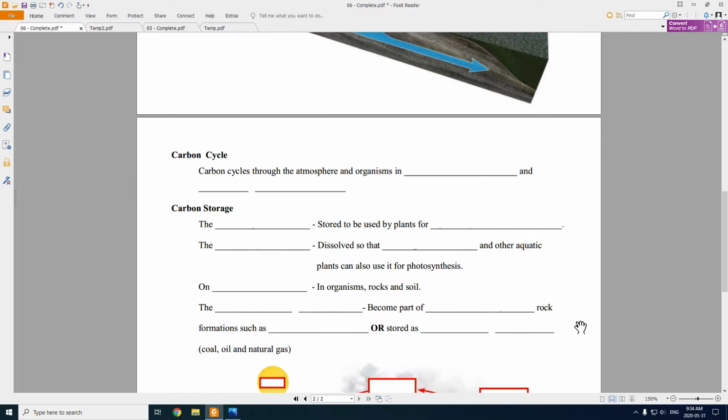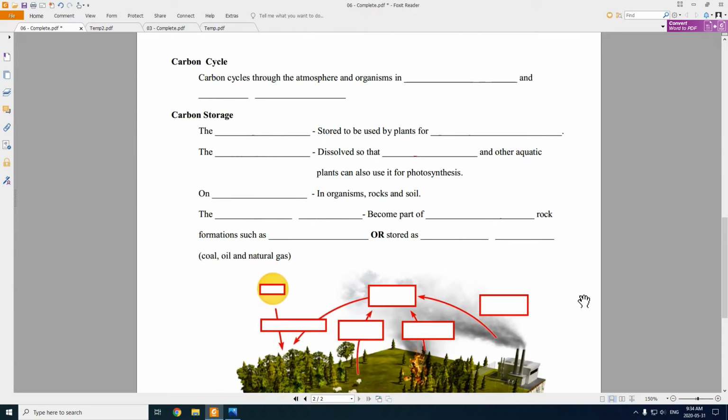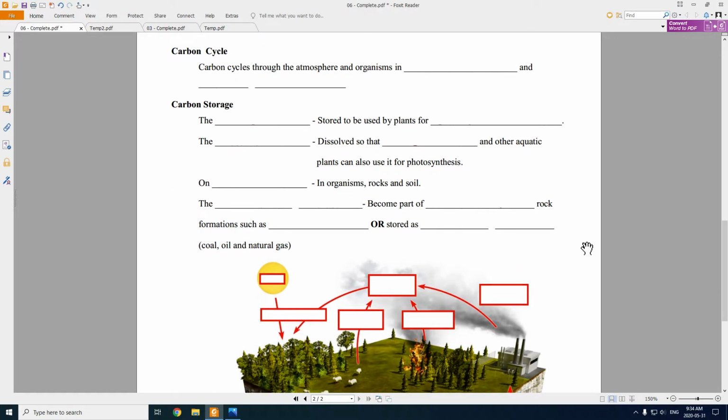All right, let's look at the next cycle. Next cycle is the carbon cycle. So now we're looking at carbon atoms, right? So carbon also cycles through the atmosphere and the organisms and the ground. And it cycles through those by photosynthesis and by cellular respiration. Right, so hold on, what were those things again?